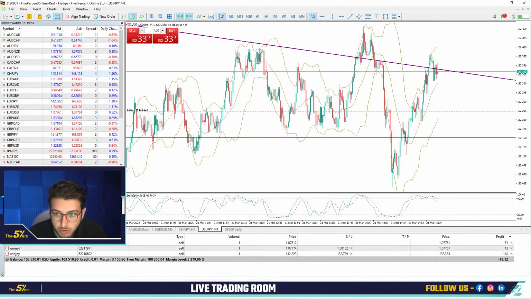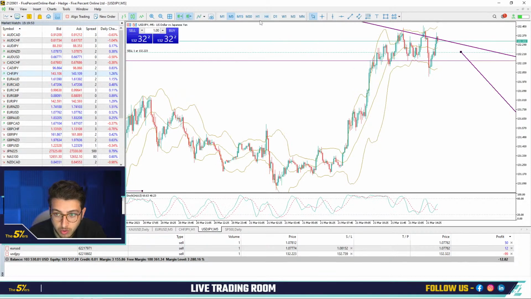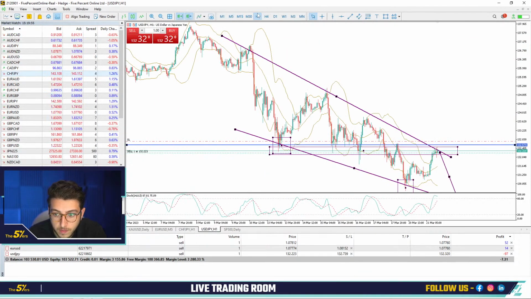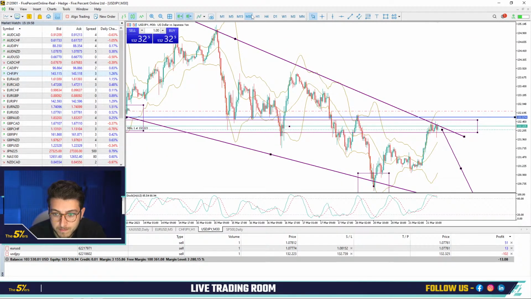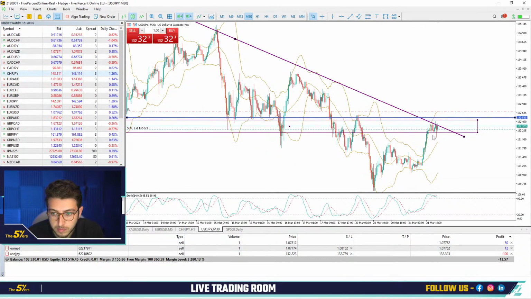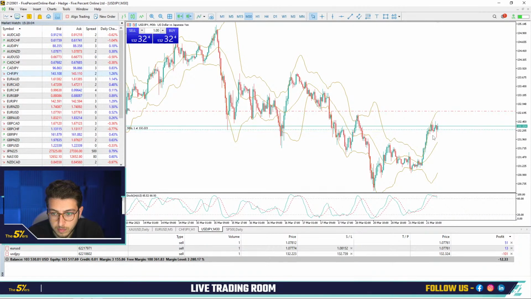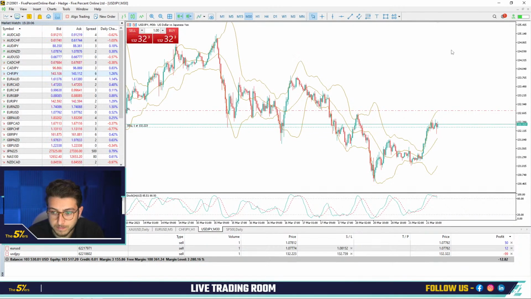Maybe we can find another spot to make another sell. Here maybe also a spot to sell a second time. Yeah, I would prefer to wait for the top here. Yeah, let's be patient.